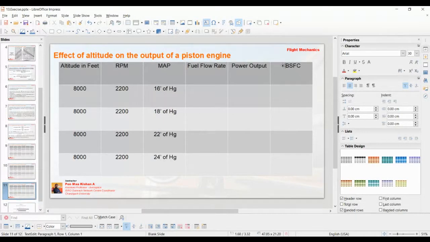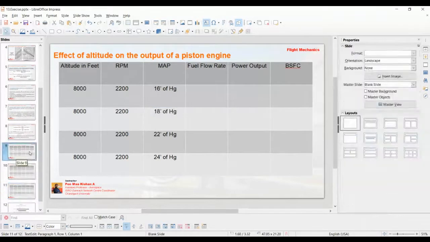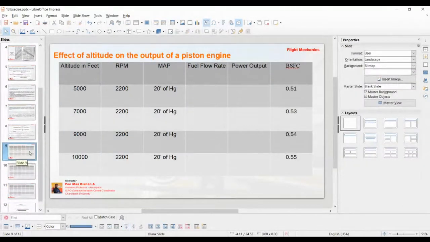correspondingly we will be calculating the BSFC, and the lowest BSFC I will take as better performance. Then I will compare which manifold pressure I need to fly with. By the comparison of the three sets of data I have taken, first with respect to altitude, second with respect to RPM, third with respect to manifold air pressure, I change these three factors.